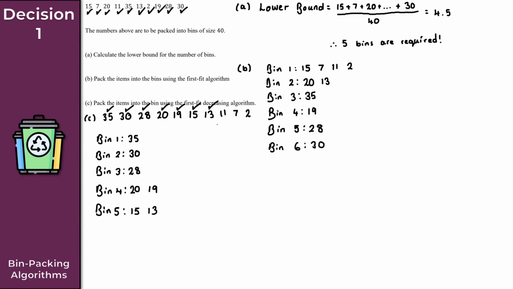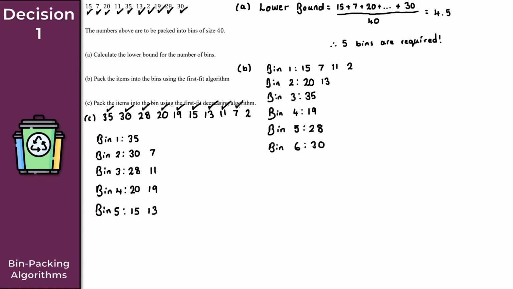What about 11 then? So 11 here won't go into bin 1. I've only got 5 units of space left there. It won't go into bin 2. I've only got 10 units of space left there. However, it will go into bin 3 because we've got 12 units of space left here. So we put 11 there like so and give it a tick. What about 7 then? So 7 won't go into bin 1 because I've only got 5 units of space left here. However, it will go into bin 2, right? Because I've got 10 units of space left here. Put the 7 into bin 2. Perfect. And give it a tick.